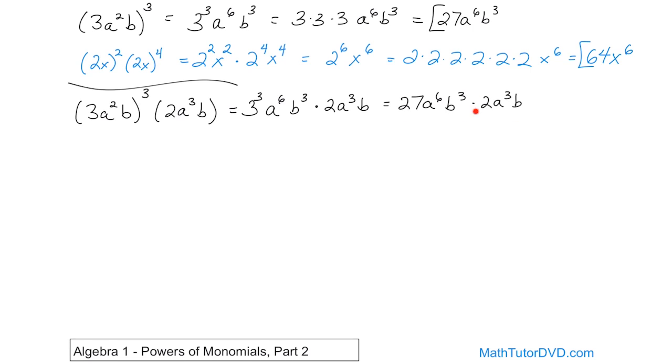So what is 27 times 2? It's going to be 54. All right, and then we see that we have an a and an a here. Same base, so we can add the exponents. A, and then 3 plus 6 will be the 9th power. And then we have a b and a b, so we can add these exponents. 3 plus 1 is 4, b to the 4th power. And that's the final answer. 54a to the 9th, b to the 4th power.